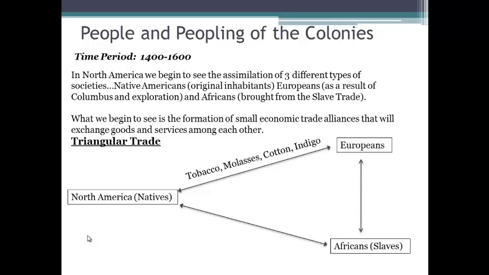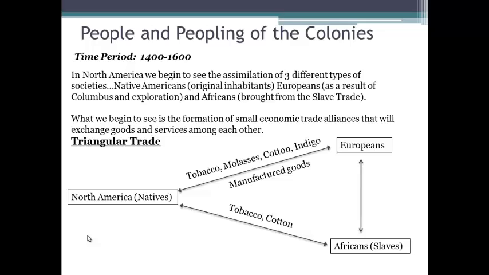So coming from the Americas to Europe, we have tobacco, molasses, which is basically sugar, cotton, and indigo, which was used in a dye in clothing. Going from Europe to the Americas, we have manufactured goods. So these resources were shipped to Europe, and they would turn them into finished products.